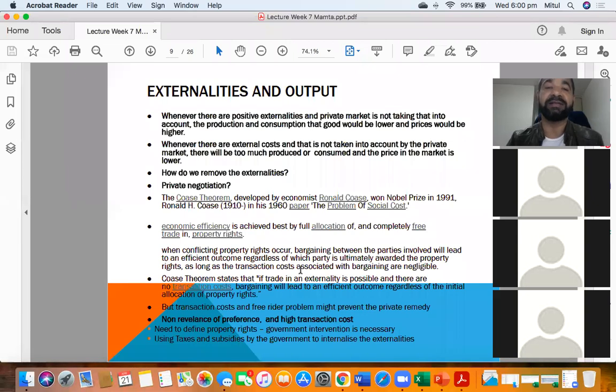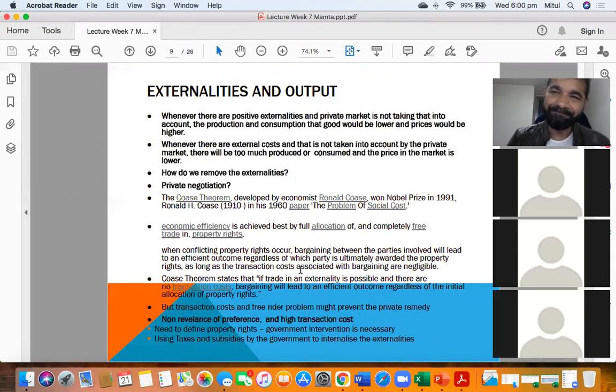How do we remove these externalities? So there is the government, but look, which producer is so nice that they will just do things like this? Something is bad, I'm not going to produce it, it's my business. No, they're not that nice.